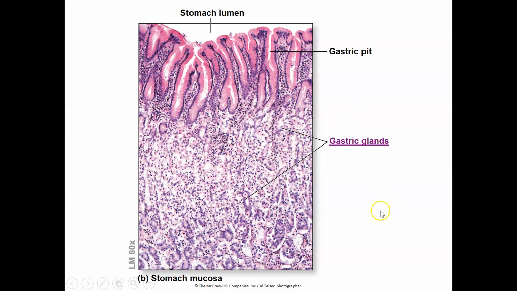So those are the main secretion products, and I think I'll end this video here. All right, so that's a summary of the structure of the gastric glands and the gastric pits.